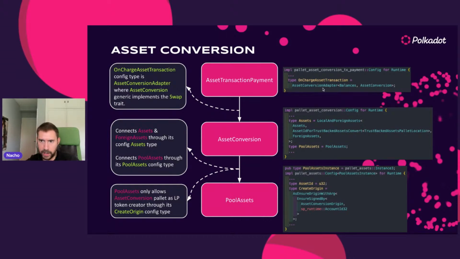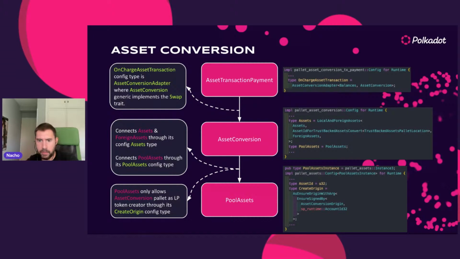Then we have the connection between asset transaction payment and asset conversion. In asset conversion, we'll have the next link. We have the type assets that basically is telling you what are the valid assets you can create the liquidity pools. So they should exist either in local or foreign assets, asset pallet instances.